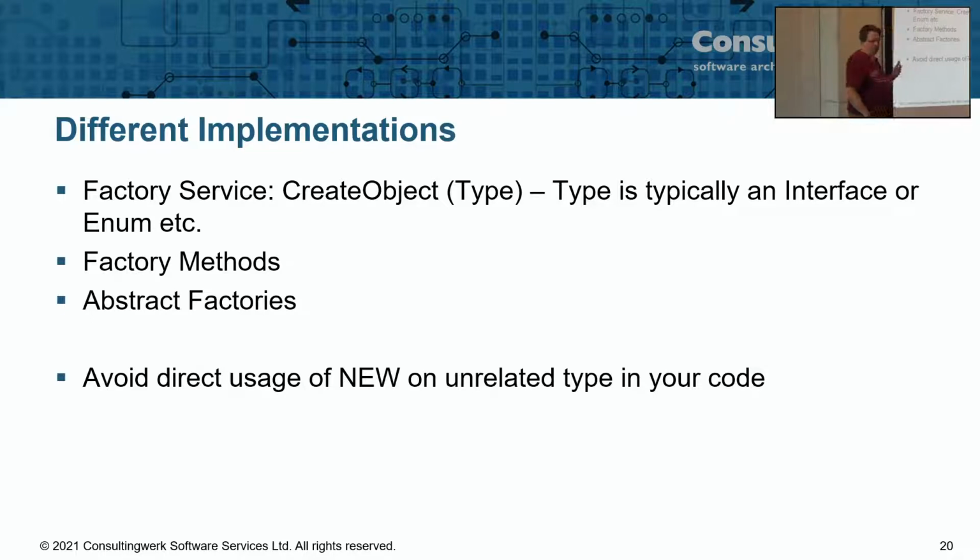I could have also named the method new, because that's actually the replacement for new. And I pass a type to it. The type that I pass is typically an interface. It could also be an enum. It could also be an actual class, but that would not make any sense, though we have not blocked the usage of classes there. So there I would say, create me an object of type I price calculation.